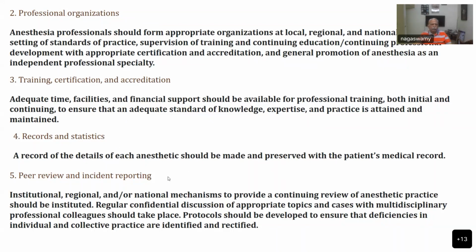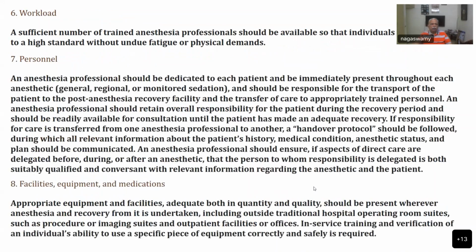And peer review and incident reporting: institutional, regional and national mechanisms to provide continuing review of anesthesia practice should be instituted. Regular confidential discussion of appropriate topics and cases with multidisciplinary professional colleagues should take place. This will help to improve your day-to-day practice and avoid any mistakes or rectify any mistakes that have happened. And protocols should be developed to ensure that deficiencies of individual and collective practice are identified and rectified. And workload. Sufficient number of people should be there so that there is no physical fatigue or overwork, so that a concentration lapse will not happen.